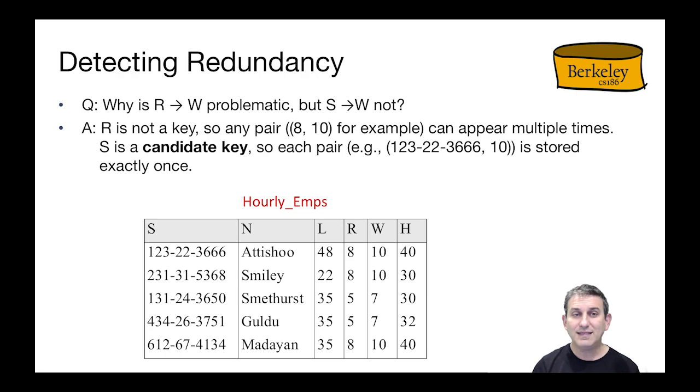By contrast, S is a candidate key. In fact, it's the primary key. So each pair of S, W, like the first row, Achu's social security number and his wage, is stored exactly once. There is no redundancy because S, which is on the left-hand side of the functional dependency, is unique. It's a candidate key. So it seems like there's something about the left-hand side of a functional dependency being a candidate key that doesn't cause redundancy. But if the left-hand side isn't a candidate key, we've got problems.